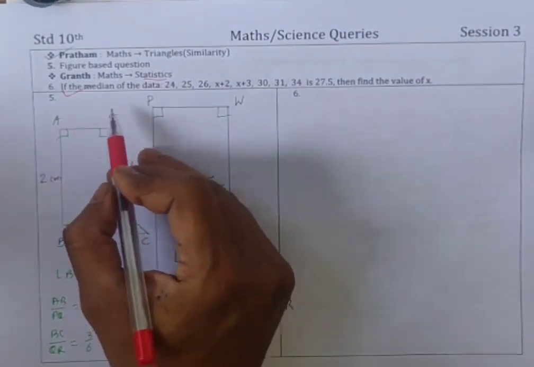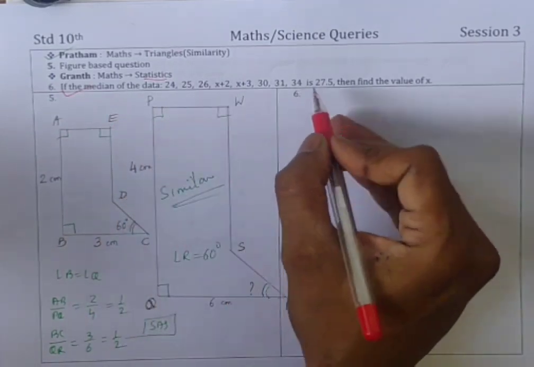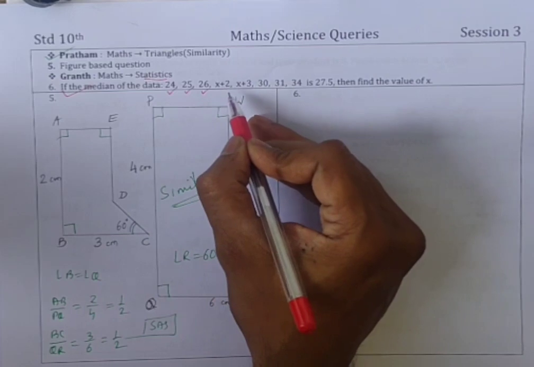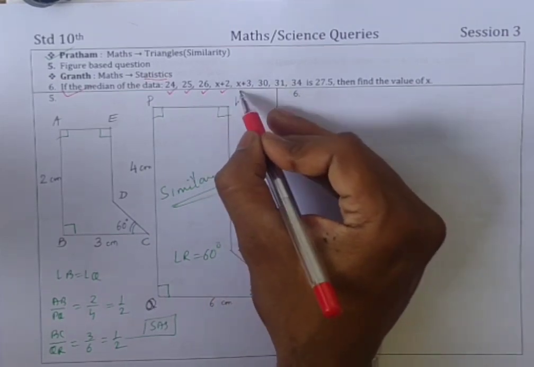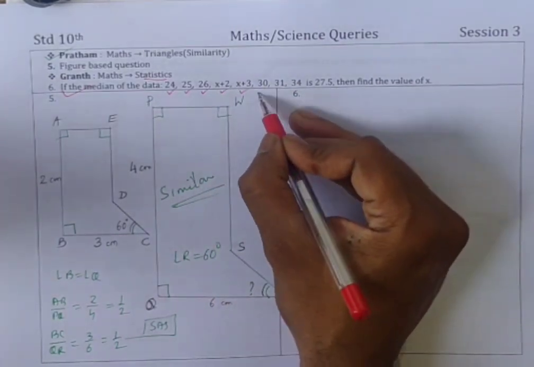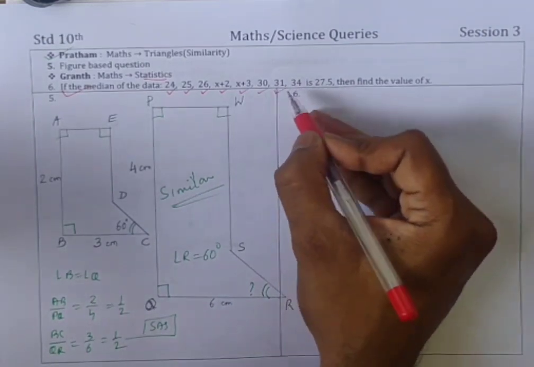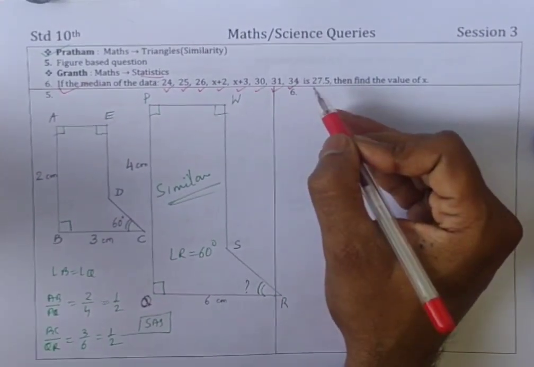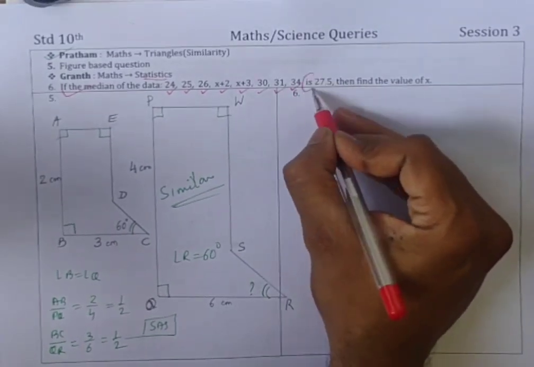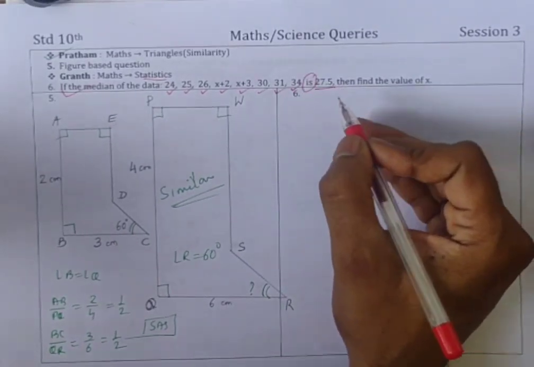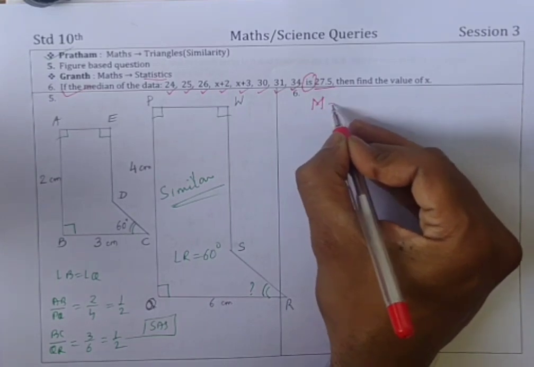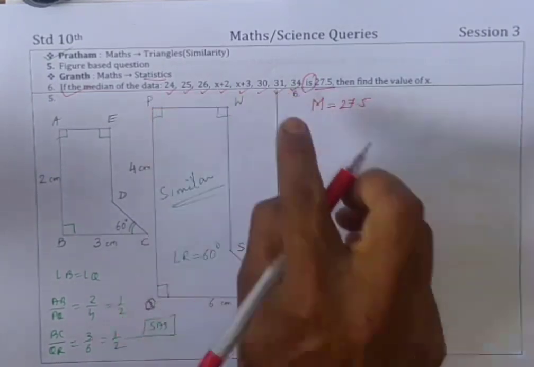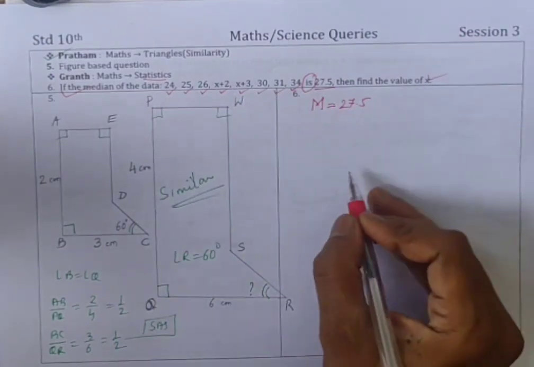Now there is one question from Granth from statistics. This is of 9th standard. The median of this data, first observation 24, second 25, third 26, fourth x plus 2, fifth x plus 3, sixth 30, seventh 31 and last one 34 is 27.5. Median M is 27.5 and the data is given. Find the value of x.